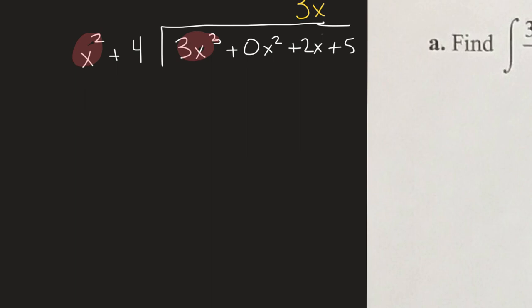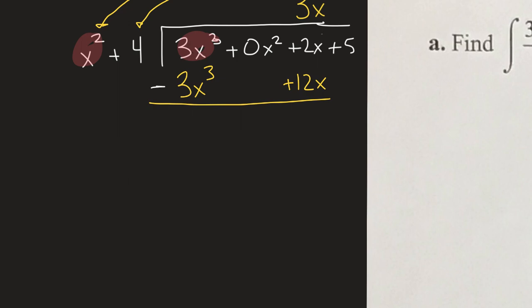So now we do the multiplication. We do 3x times x squared, which is 3x cubed, and we do 3x times 4 also, giving us a plus 12x. This is polynomial long division. Now I'm going to subtract to cancel these things out. And 2x minus 12x is negative 10x. And we, of course, would drop down our plus 5.